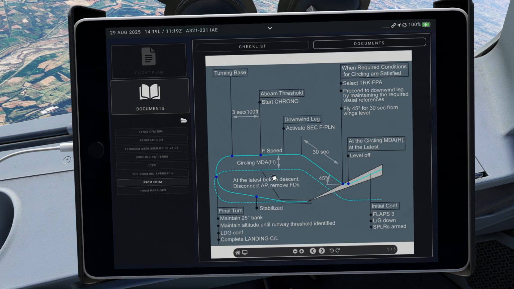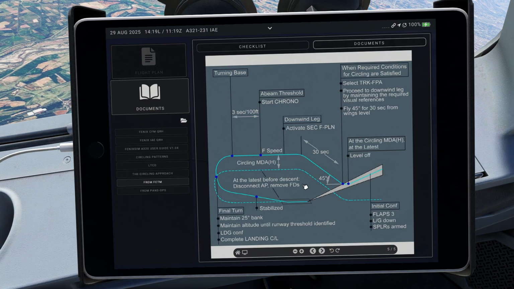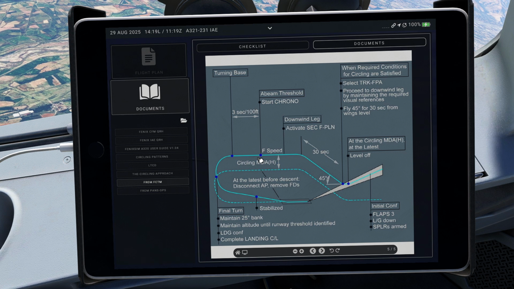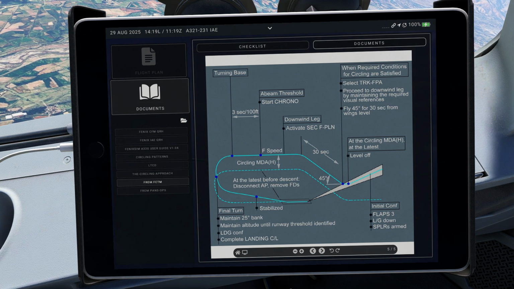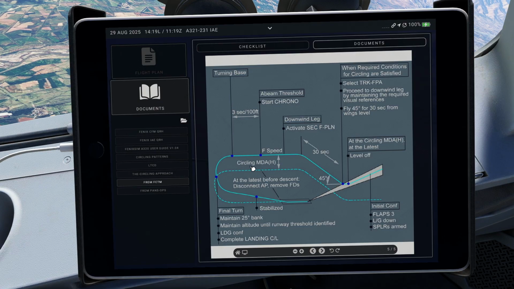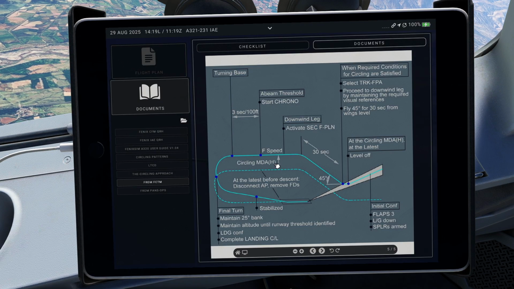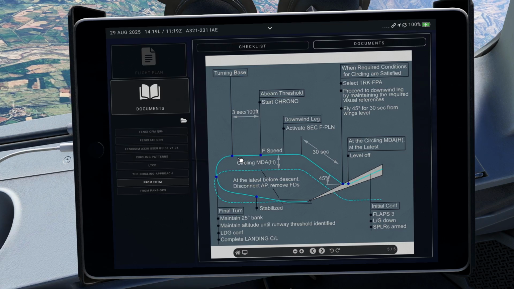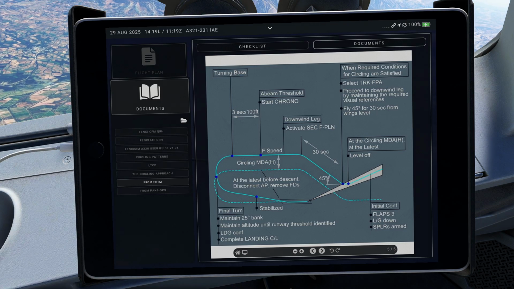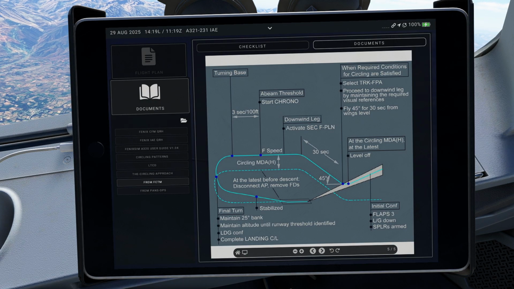two items to mention here, actually. On the downwind leg, you should maintain the circling MDAH, which is 7,500, but you can descend below it for three reasons and items that we covered already.